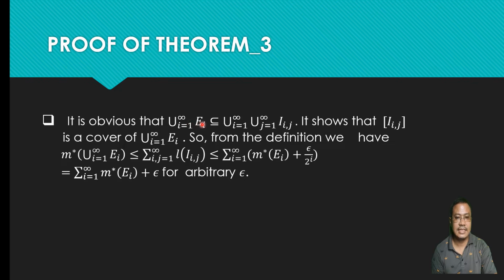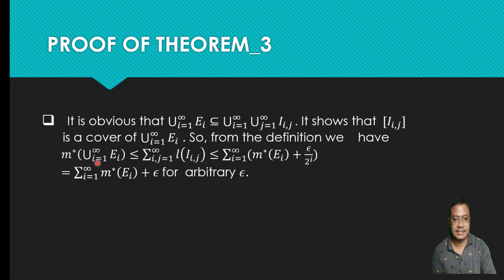Then if you take the union of E_i, i running from 1 to infinity, that will be a subset of the union over i from 1 to infinity and the union over j from 1 to infinity. So here there is a double union. Each E_i is a subset of this union, but if you take the union of E_i, there will be a double union here. And then it shows that the collection I_ij, with double index i and j, is a cover of the union of E_i, i running from 1 to infinity.